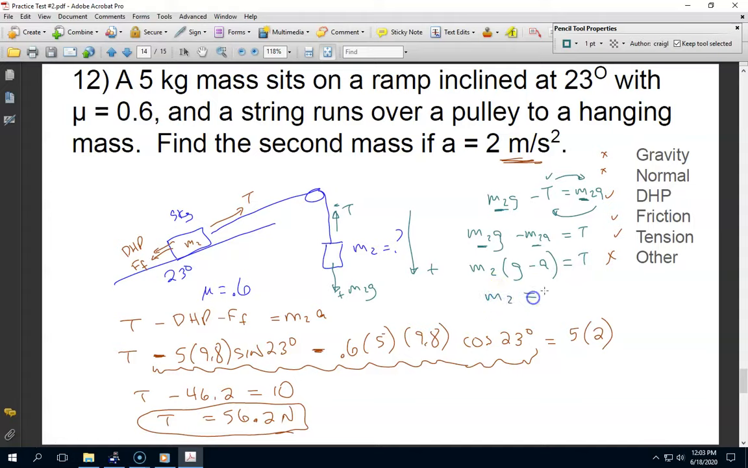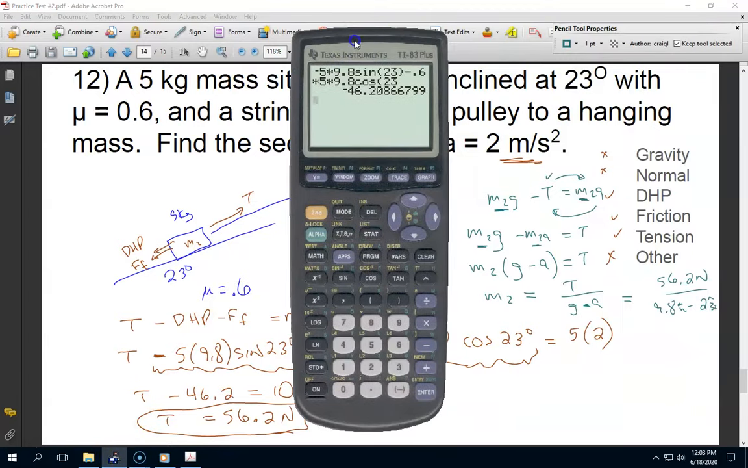So I'd get M2 equals T divided by G minus A, and the tension was 56.2 newtons. G is 9.8 meters per second squared, and the acceleration of this thing is 2 meters per second squared. So I need to come through here and say 56.2 divided by 9.8 minus 2, which would be 7.8.